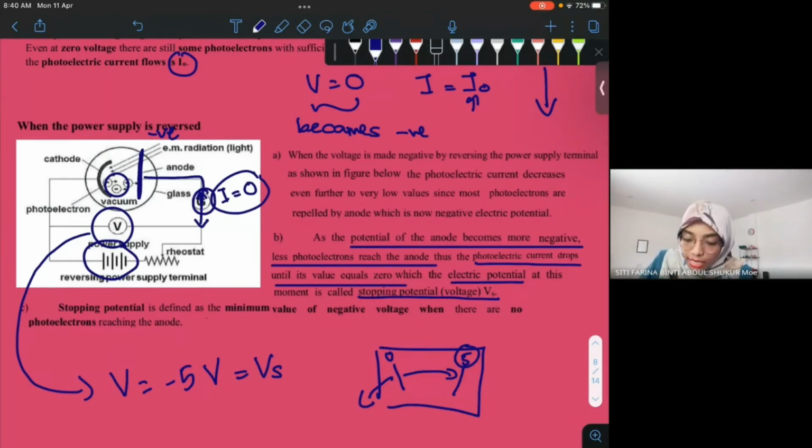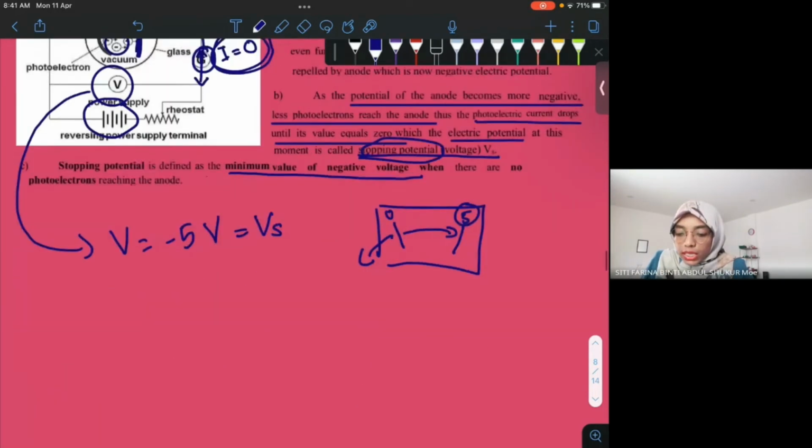Okay, so when your I now is 0, katakan voltmeter kita baca 5 volt. 5 volt ini indicates that this is the potential that you have used to stop the current. So kita panggil dia stopping potential. Okay, which is the minimum value of negative voltage when there is no more photoelectron reaching anode. Maksudnya dah memang tak ada apa-apa elektron yang akan keluar dan sampai ke anode ini. Okay, so this is the process of your photoelectric effect.